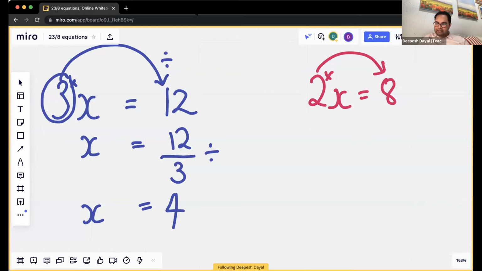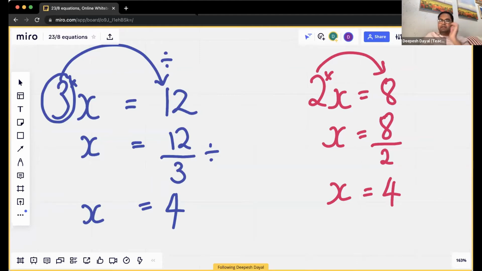Four, sir. Yes. So x is equal to 4. How did you get that? So I divided both sides by 2. You see, 8 divided by 2, which is 4, right? Okay, thanks for that. So it's 8 divided by 2, which is 4. And we divide by 2, right? Because times becomes divide.